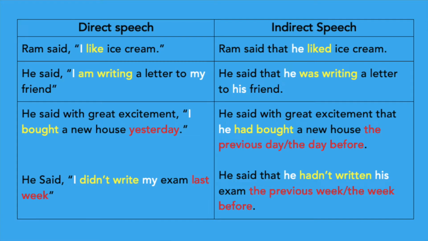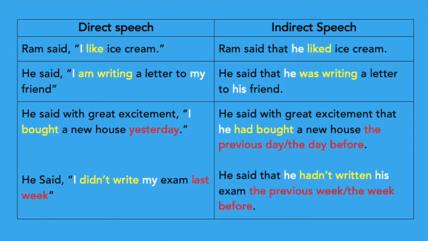Change the pronoun. And what about the verb "like"? It is in the present simple form. We change this into past simple, "liked." This is step number 2. Backshift the tense. There are no time and place expressions here, so we don't need step number 3. So the answer is, Ram said that he liked ice cream.